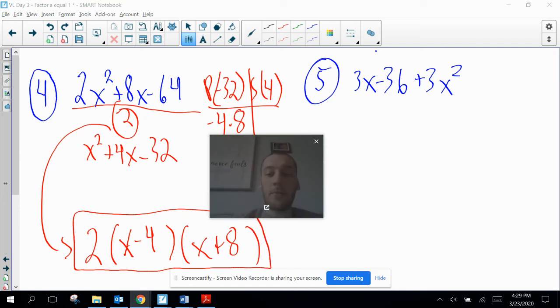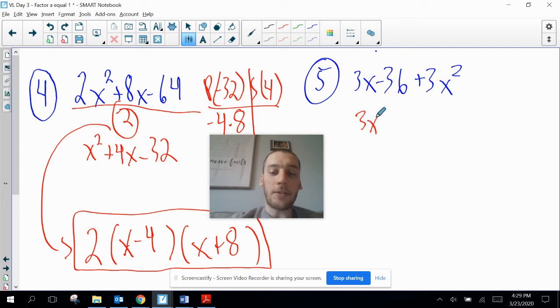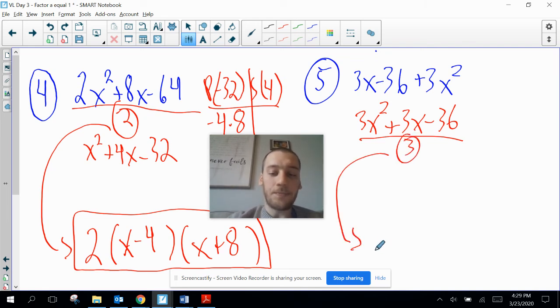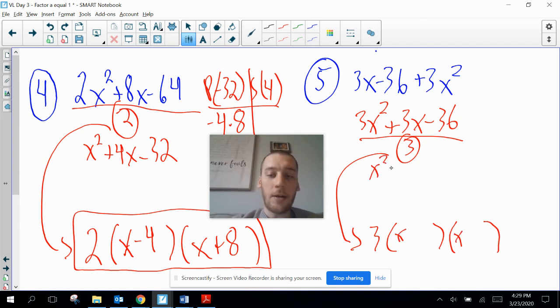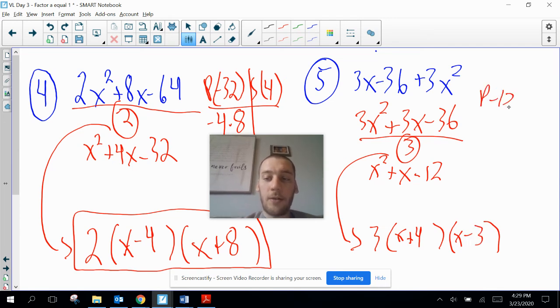And last one right here. It's in the wrong order. I got to put this guy first: x squared term, then my x term, and my number. Also, it has a GCF, so that goes on at the end. I'm left with x squared plus x minus 12. This is going to be plus 4 and minus 3, right? Because I want a product of negative 12, sum of 1. And that comes with 4 times negative 3.